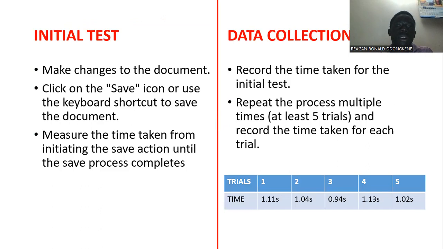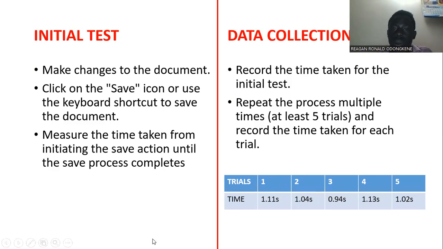Then the initial test. I made changes to the document, and then I clicked on the save icon, and I measured the time from when I clicked save to when it showed that the process of saving was complete. Then this is the variation of time I received in my different trials. The different trials also involved different quantities of changes I made to the document.